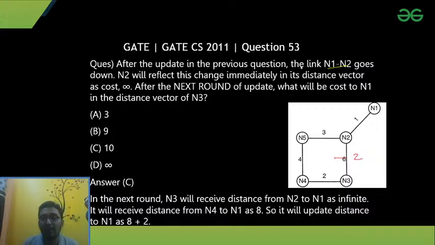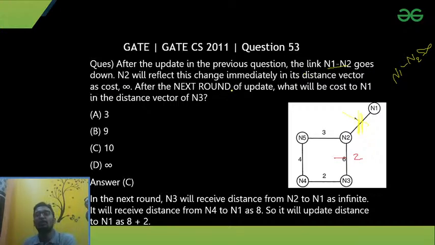After the update in the previous question, the link N1 N2 goes down. N2 will reflect this change immediately. N2, this link is broken. They are telling that this link went down. This N1 N2 becomes infinity. So after this, N2 will reflect this change immediately and in its distance vector as cost infinity.